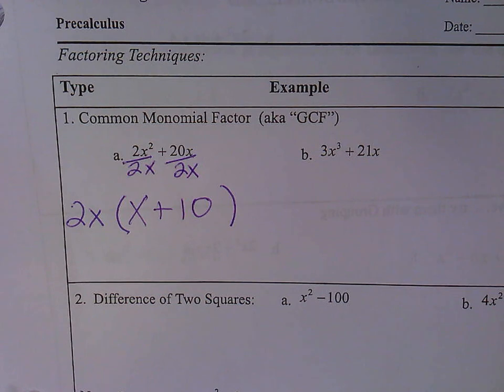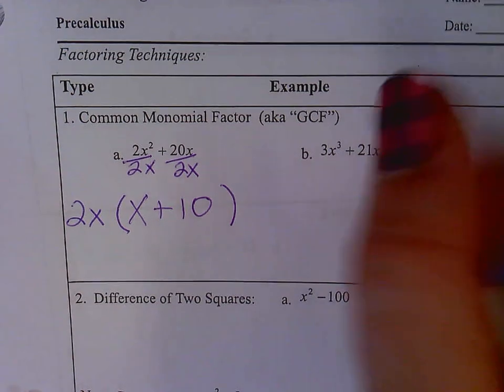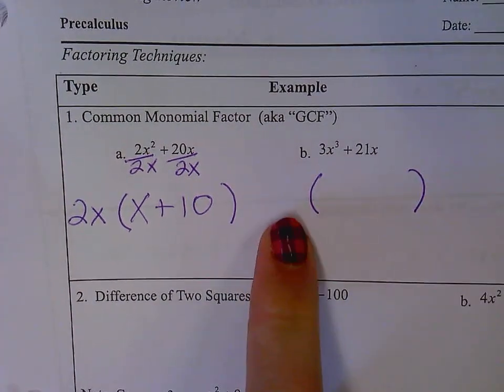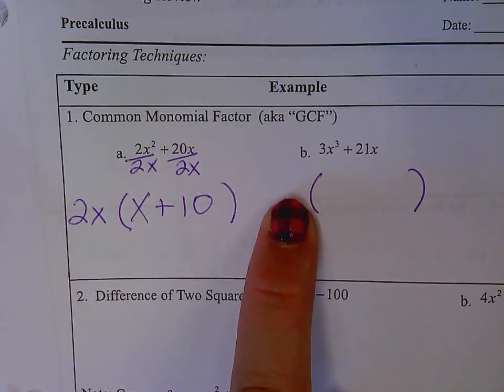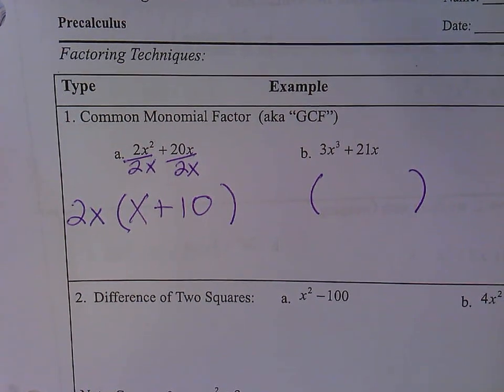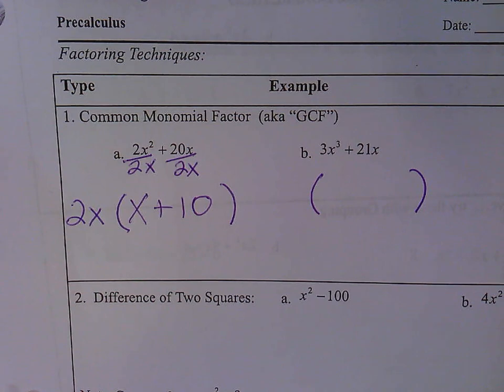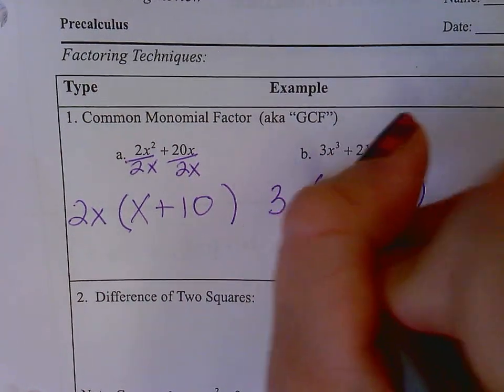See if you can try example B, finding the greatest common factor. So just, can you find the greatest common factor, and then I can help you write it. So write your parentheses, and you're going to put your greatest common factor right in front of that parenthesis. What can you divide them both by? So what did you say? What was your greatest common factor? 3x. So 3x goes here.